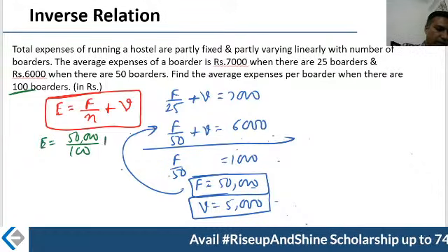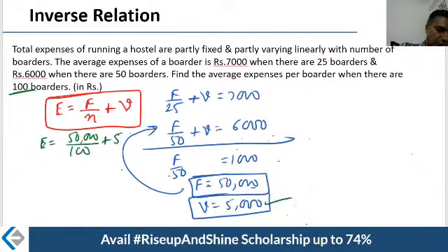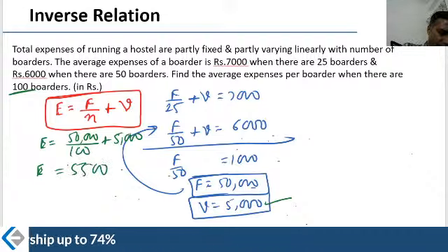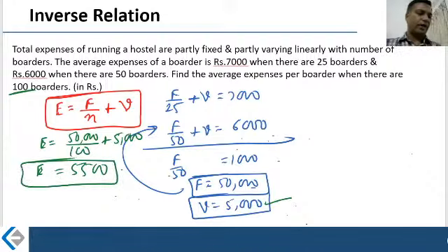Divided by 100 plus what is the variable expense? 5,000 per border. Therefore, that is going to be 5,000 divided 5,000 and 500. Therefore, this time the expenses for 100 borders has become 5,500. That's the answer. 5,500 is the answer.